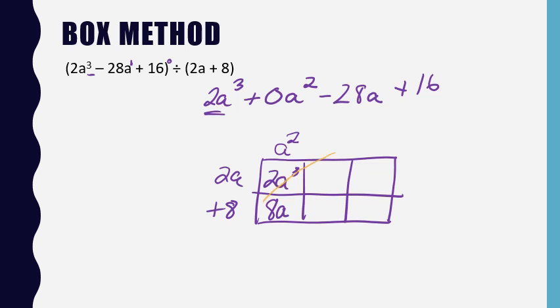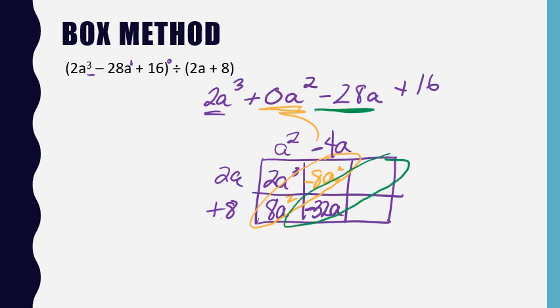I've got these like terms right here, and they have to add up to 0. So that's going to be negative 8a squared. These should be squared, sorry. Okay. And now I multiply this by negative 4a. So 2a times negative 4a gives me that 8a squared. Negative 4a times 8 goes here, so negative 32a. These like terms have to add up to negative 28. So what do I add to negative 32 to give me negative 28? Well, that's going to be 4. So I'm going to add 4a here.